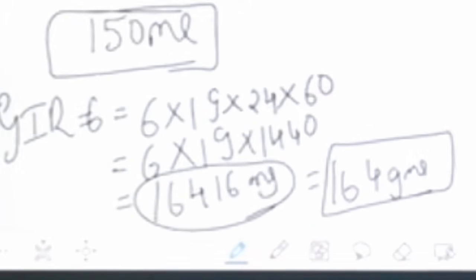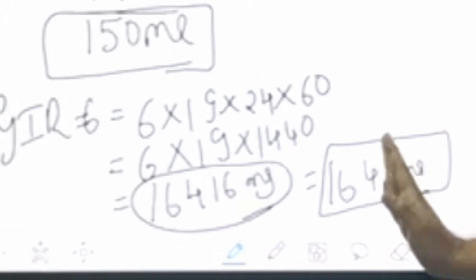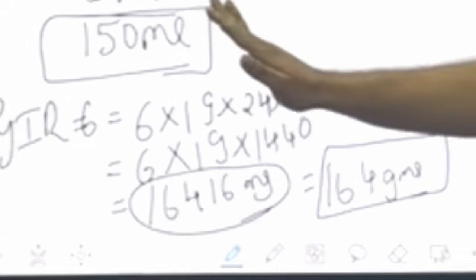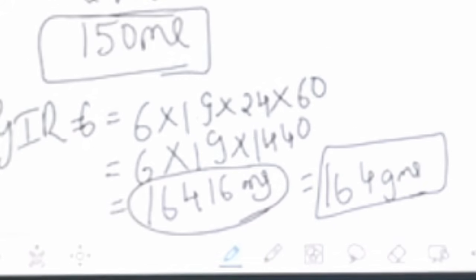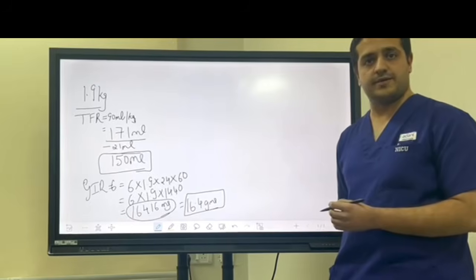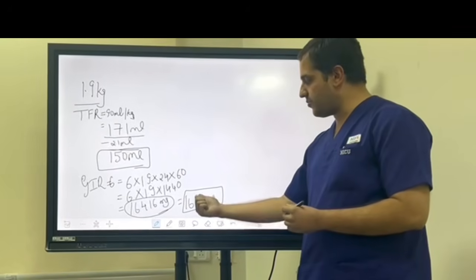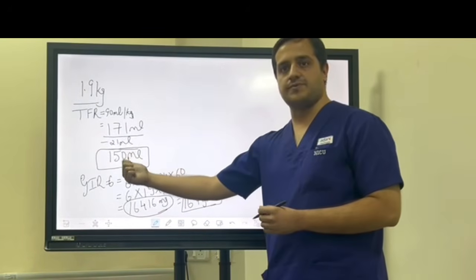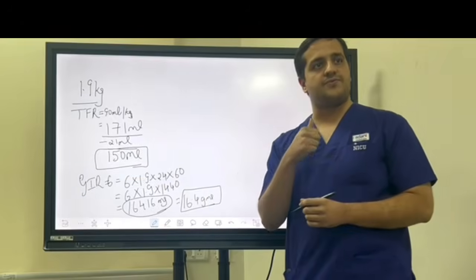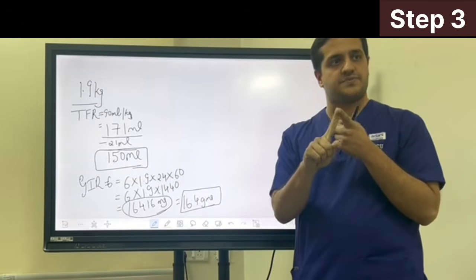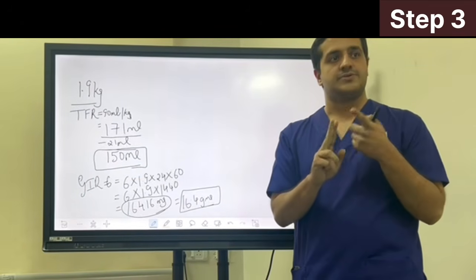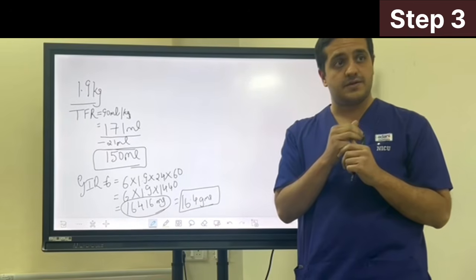Okay, now I have to dissolve this. My fluid should be such that 150 ml gives 16.4 grams. So how to decide which fluid to take? Now you know how many grams you have to give, you know how many ml you have to give. So how to decide what fluid to take? You can take 10% dextrose, 5% dextrose, 25% dextrose. So how do I decide which fluid to take?